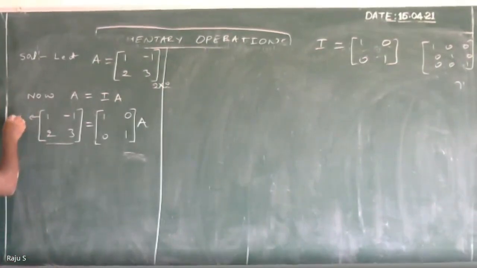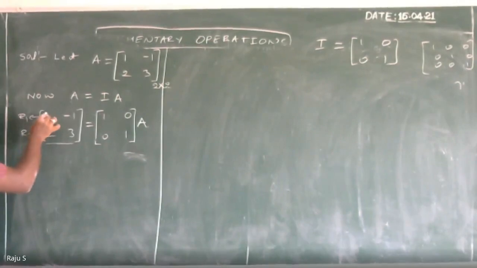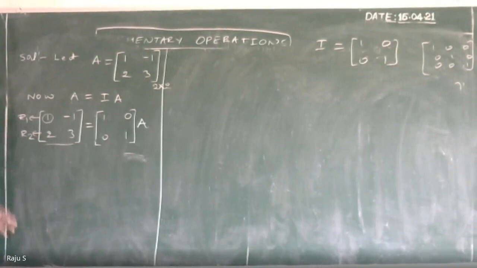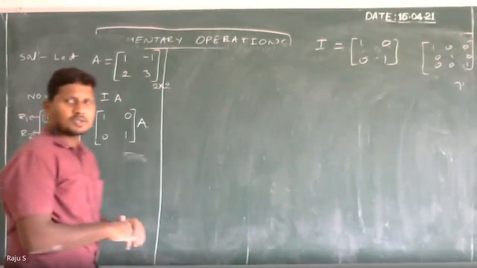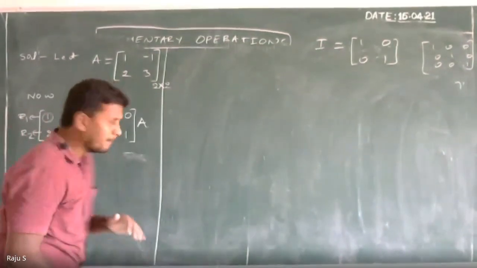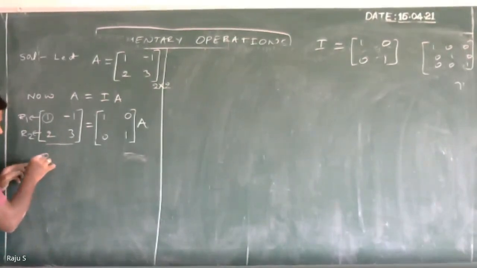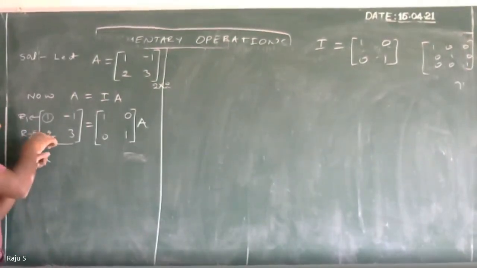Okay, this is R1. This is R2. I want to use this R1. I want to make these two values 0. So what is the row operation you want to apply to make this two element 0? Shall I write like that? See, first I want to make the two value 0.